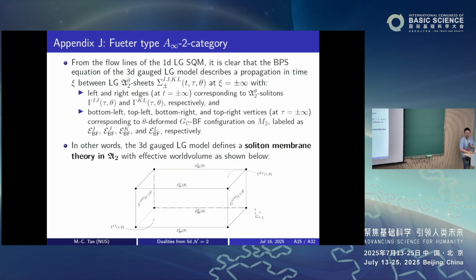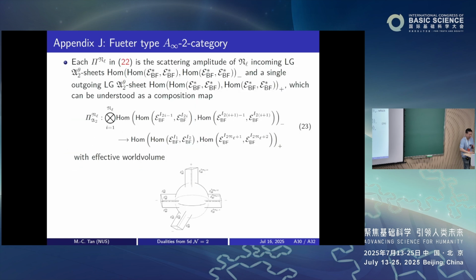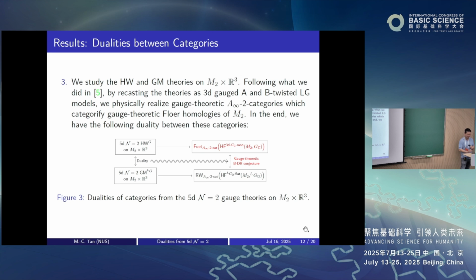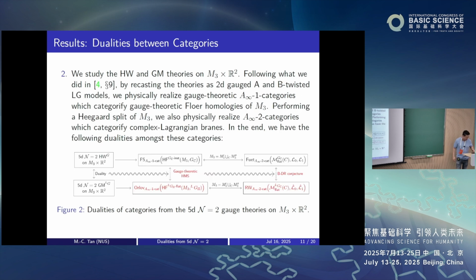And okay, so this defines the A infinity structure. You have scattering of soliton membranes, basically. The solitons are here, the objects are at the vertices. So you can see that there's a Hom of a Hom kind of structure going on here. For example, you can return to figure 3. I believe the slides will be provided, and so you can click on the red ones and you can see all the details inside.